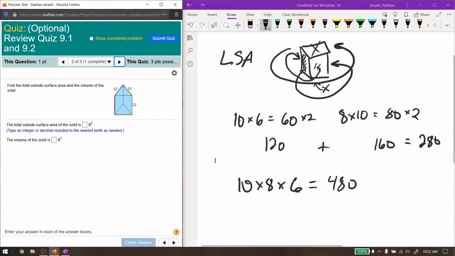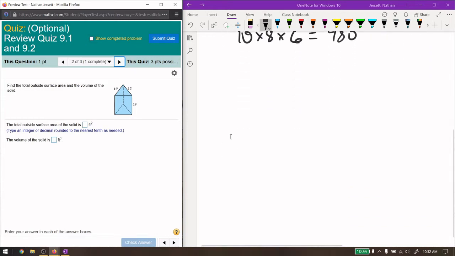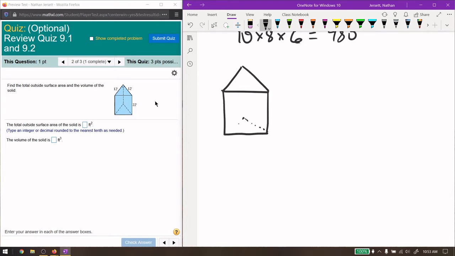Next problem. Same idea, except now we're looking at a triangular prism. And this time we're looking for total outside surface area. So not the lateral surface area, the actual surface area of this prism. We do not know the height of these triangles. We need to find the height of the triangles to know the surface area. So let me just draw the prism again. Do dotted lines for the back sides of it.